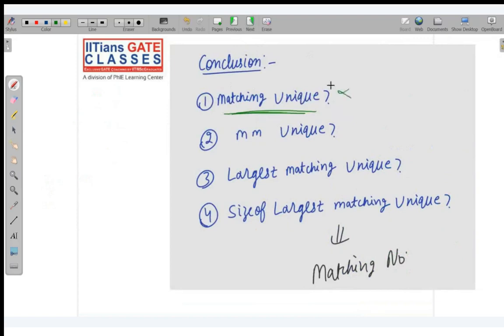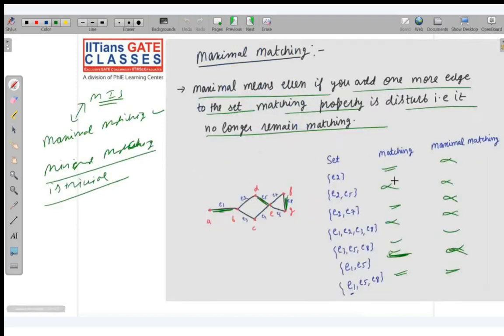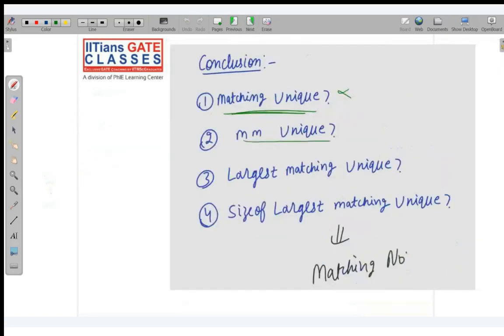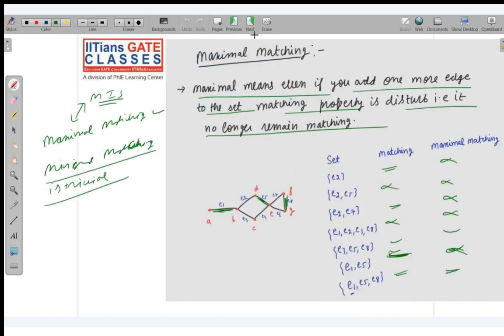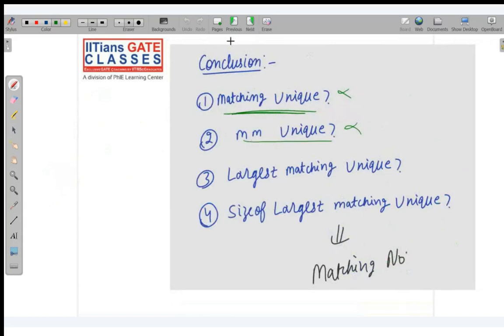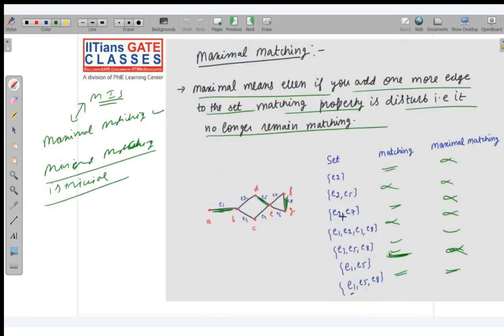So same. Matching is unique? No, we have seen many matchings are there. Maximal matching unique? No. MM means maximal matching. Maximal matching unique? No. See this, this was maximal, and this was also maximal. It is not unique.